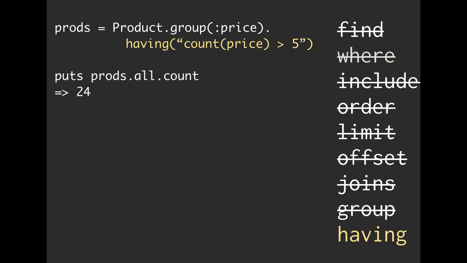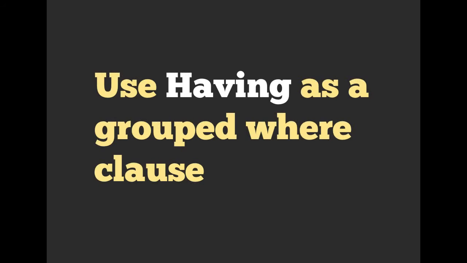So we can run that and get a count. So in the database I happen to have, there are 24 products in our database that have a similar price with more than or 5. And just to show that, out of 2,124, only 24 of them meet that condition.